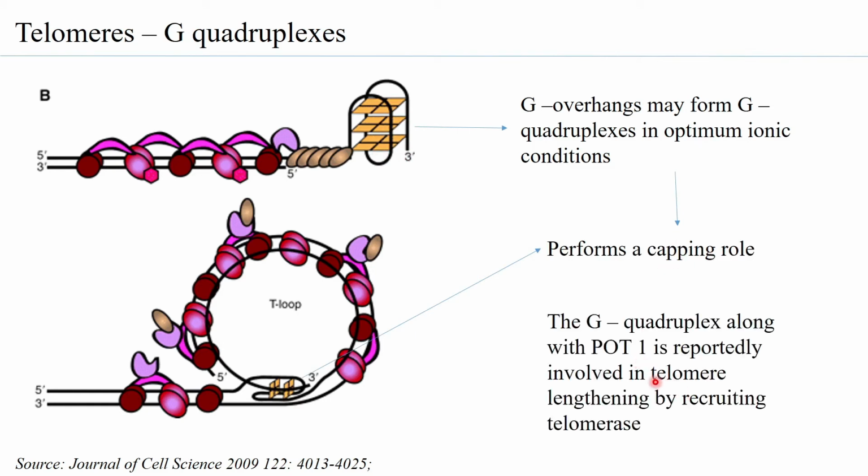And the G quadruplex, along with the POT1, is reportedly involved in telomere lengthening. So together, the G quadruplex and the POT1 can recruit telomerase and initiate lengthening of the telomere. Okay, so that is something important. So you must also understand that Shelterin complexes themselves are able to regulate the lengthening of the telomere by either recruiting telomerase or not recruiting telomerase.